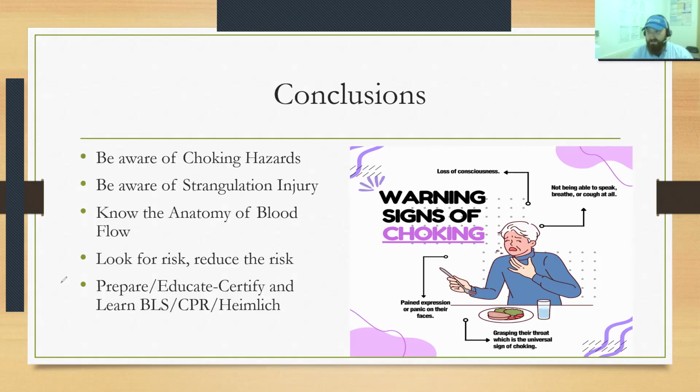Also, as a brain injury case manager, I need to look for possible risks and reduce them if I can. I'm not going to be able to reduce every single risk. But if I can identify one thing that I can fix, I think I've done my job. But look for the risk and try to reduce it. Again, especially with the elderly, with food, and especially with children and objects and toys that might be small enough to be put in their mouth.